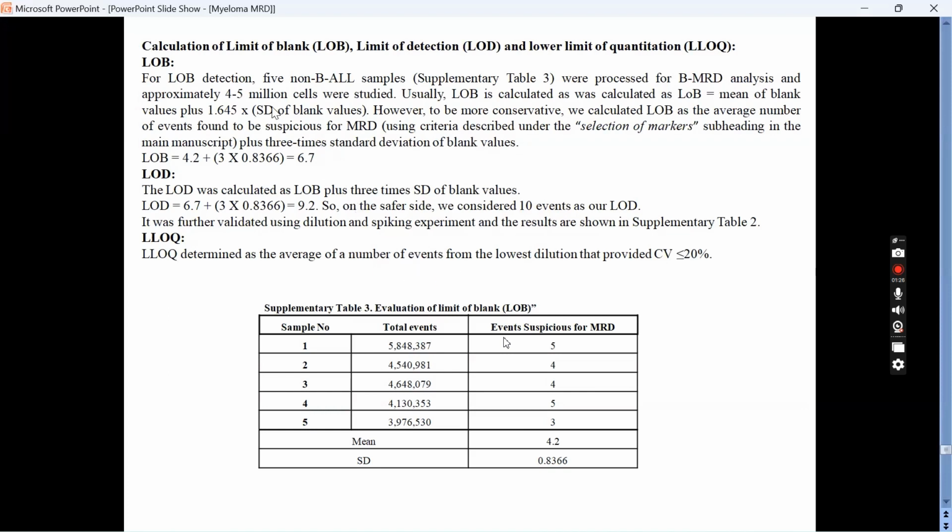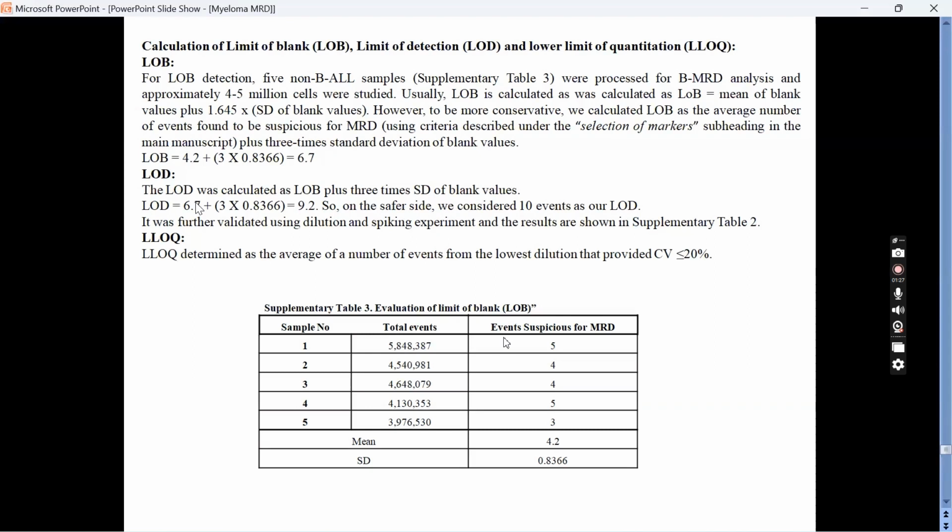Okay, till now this is LOB, and you know how to calculate LOB and how to theoretically calculate LOD. Now, LOD has to be validated. That will be done by a dilution and spiking experiment. In a dilution and spiking experiment, you take a leukemic sample where there are leukemic cells, check the count of that sample, and also check the count of a normal control marrow, for example an ITP marrow, or a staging marrow or something. You drop the particular blast into that control sample so that the blast percentage starts at around 1%.